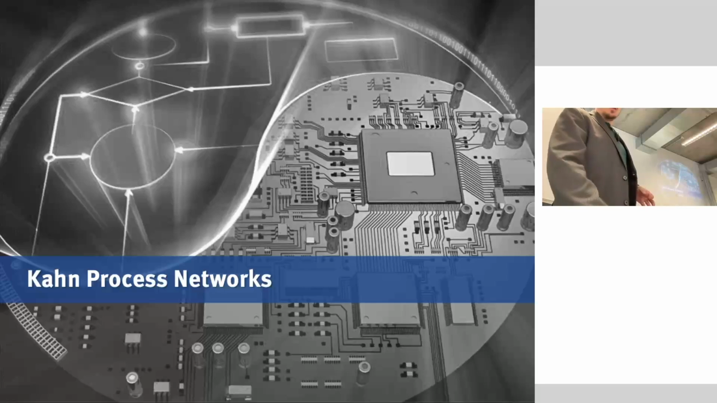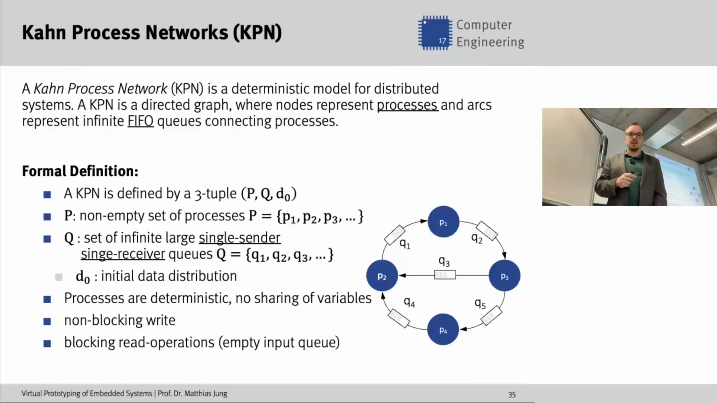Yeah. So Kahn process networks. Totally different, but also very useful. There's again the mathematical definition, and maybe I dive a little bit into that. Because now it's the first time where we learn something about processes. And this is very, very helpful to understand also later on SystemC in the discrete event model.